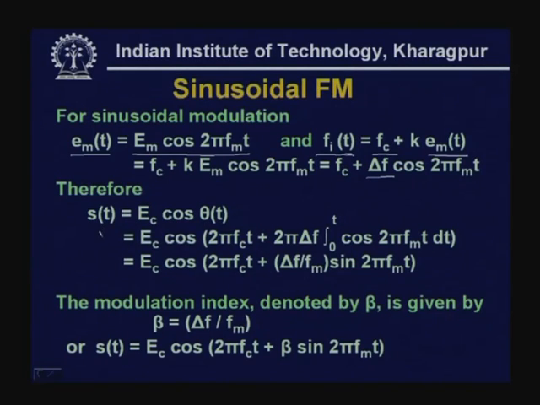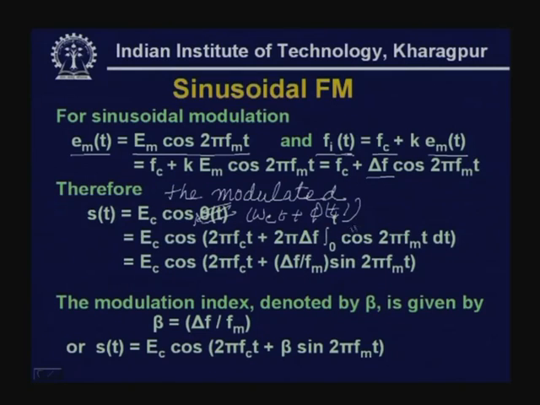Therefore, we can represent the modulated signal s(t) as E_c cos phi(t). Actually, here there will be other terms as shown, E_c cos 2 pi f_c t. I think some terms have been missed here. There will be omega_c t, so it should be omega_c t plus phi(t). It has to be like this, so there is a mistake here.